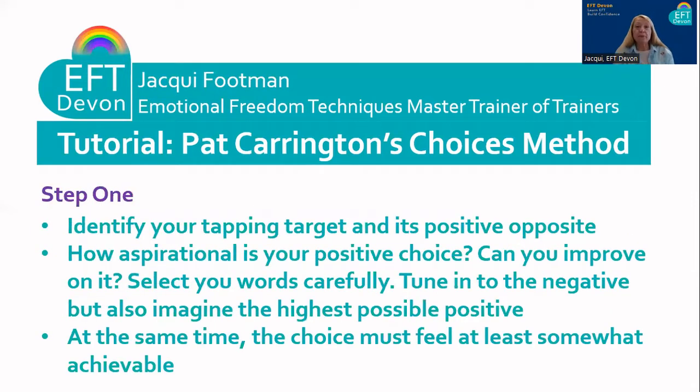So the first step, you need a tapping target like in any EFT tapping. So choose the negative thing that you want to reduce the intensity of, your tapping target. And then once you have clearly identified the negative target, then you're going to choose the positive opposite. And this is why it's called the Choices Method, because you use that positive choice.